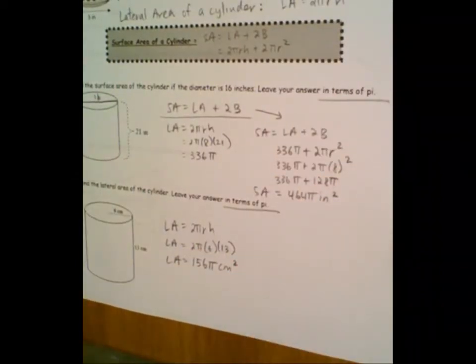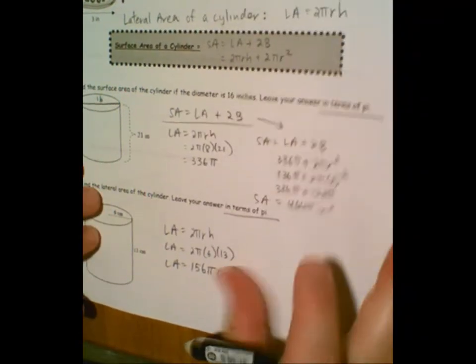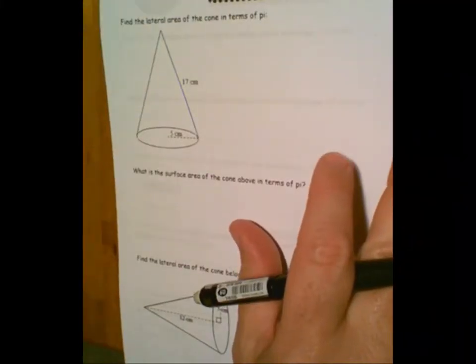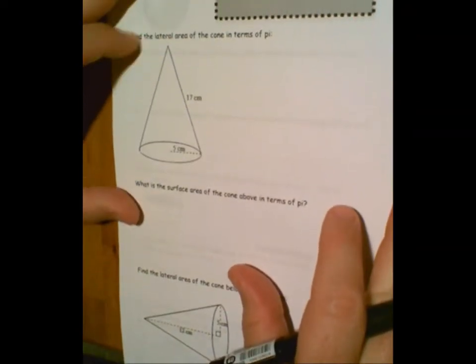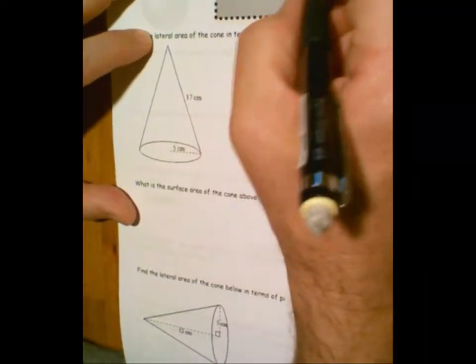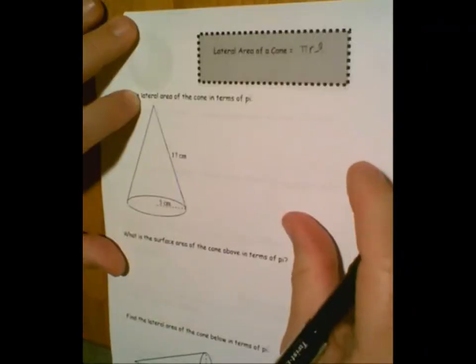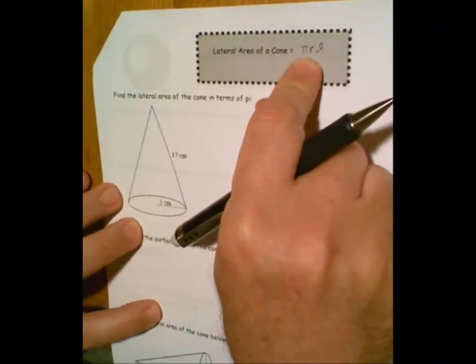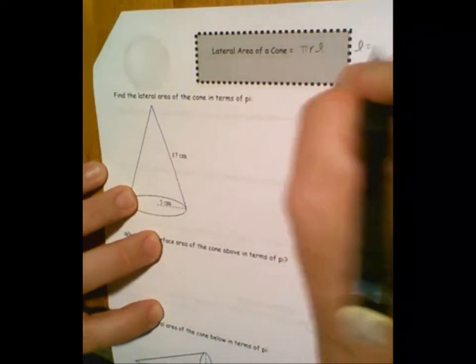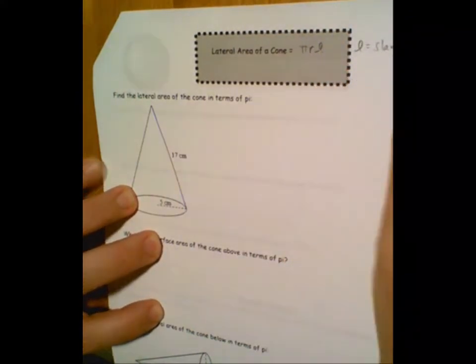Okay, so that was lateral area and surface area of a cylinder. Now we have to do lateral area and surface area of a cone. Lateral area of a cone is equal to pi r L, where L is equal to the slant height.